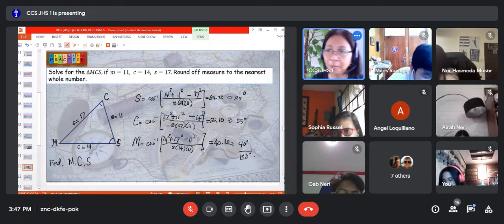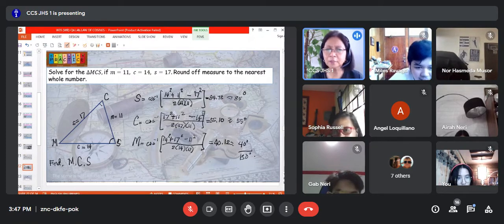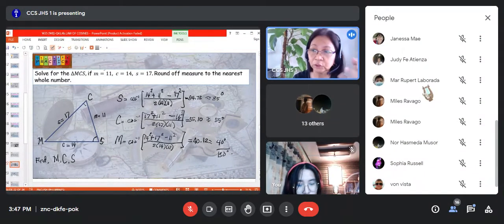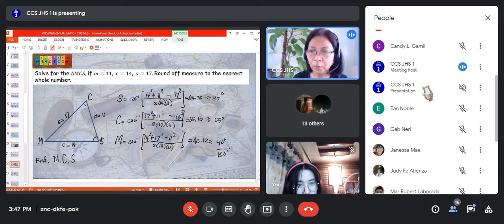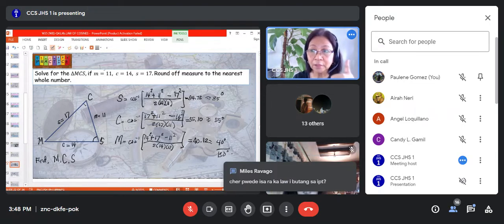Am I clear? Is it difficult? This is quite simpler compared to the law of sines. We just master the formula. Questions? Other questions? Clara, is everything clear?